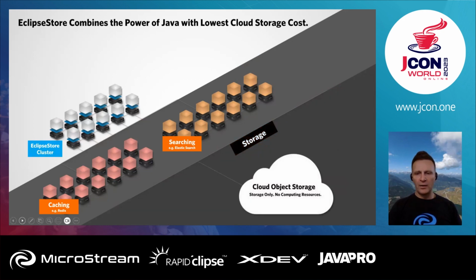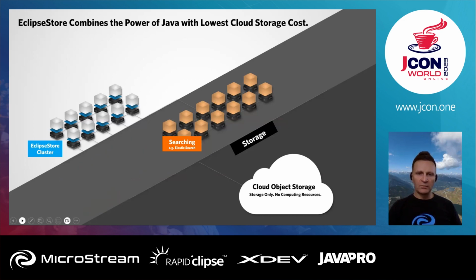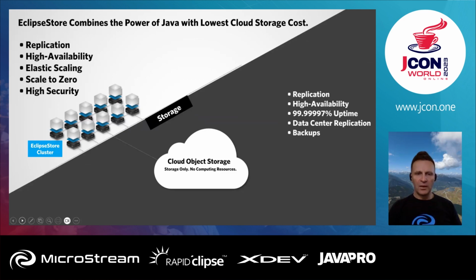We store data in a cloud object store, so we can remove all databases, all complete database clusters. We don't need them anymore. We can deal with all data structures, so we could, in theory, remove all databases. And we can do everything with Java. We don't need caching anymore. We don't need searching anymore. And here's a plain architecture.